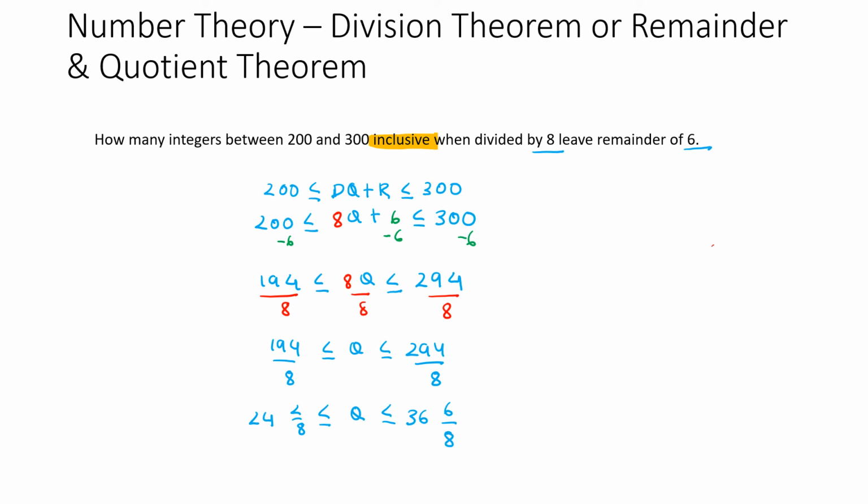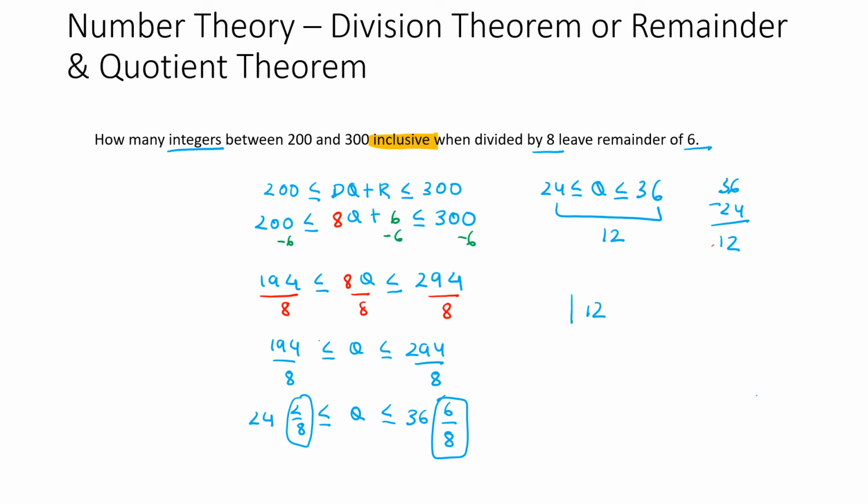Now, if I go back to the question and read it, we have to find how many integers. So I can always just avoid this and say that q has to be between 24 and 36, which means that there's 12 integers between there. And we basically got the 12 by doing 36 minus 24, which is 12. And so that means that there are 12 integers between 200 and 300 inclusive when divided by 8, which leave a remainder of 6.